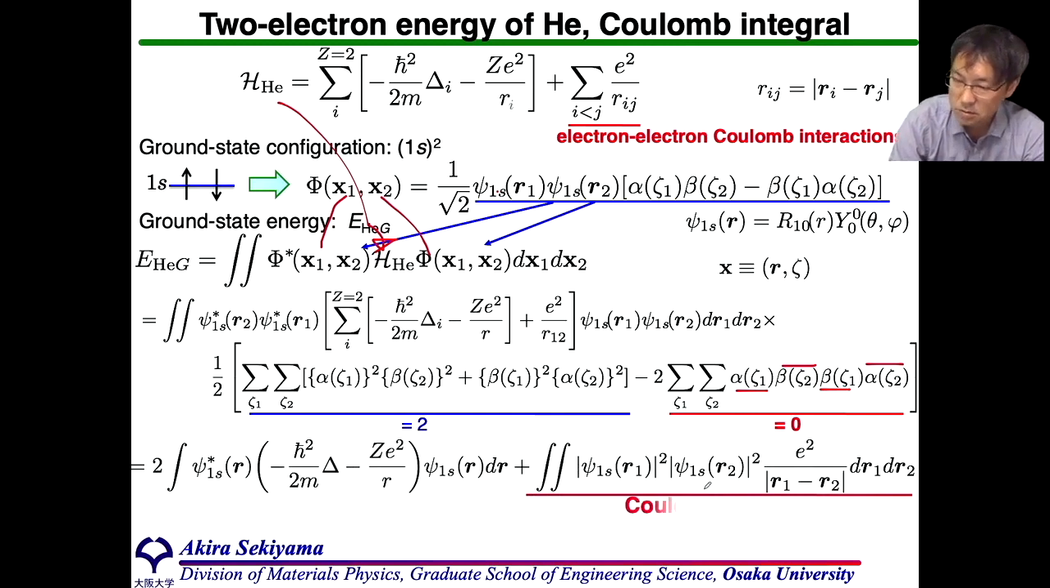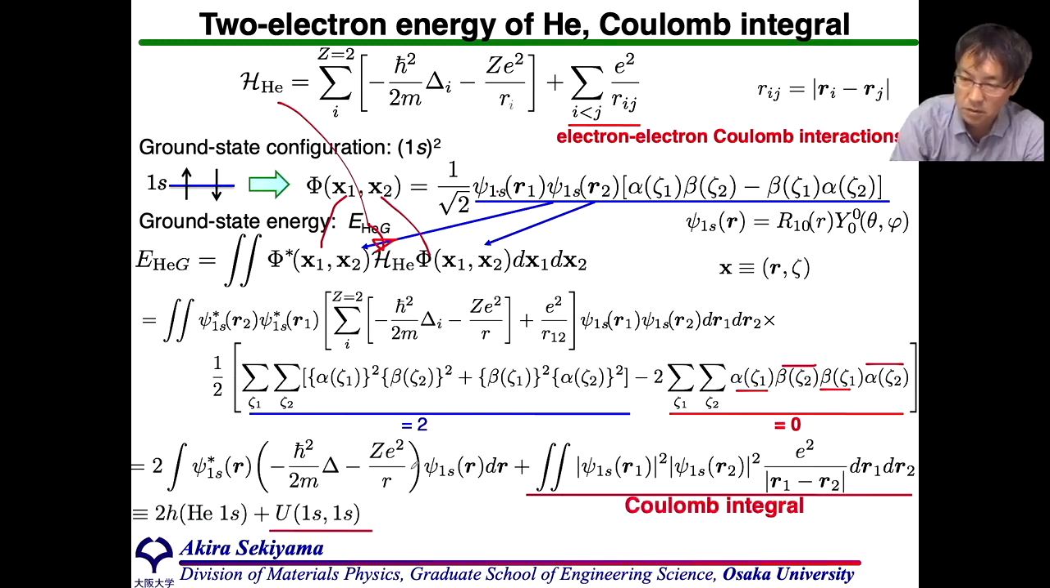This one represents a Coulomb integral. The first term stands for the one-electron energy made of the kinetic energy and the potential from the nucleus. Then we get the total energy like this. This U means a Coulomb integral between the 1s electrons. In this way, I introduce a Coulomb interaction, the Coulomb integral. But to fully understand the electron-electron interaction, another term is required.